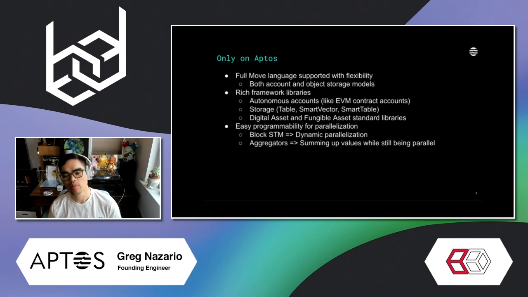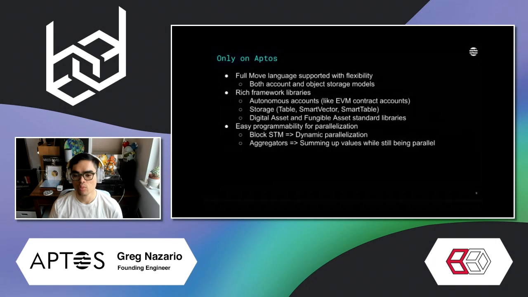I wanted to talk a little bit about the things that are only possible on Aptos with Move. We support the full Move language with flexibility between two different models, the account model and the object model, as I said before, allowing developers to choose which one works best for them, with trade-offs for parallelism, performance, and ease of development. That's what we're mainly trying to do here: make sure the flexibility is there for you to build it in the way that works for you.